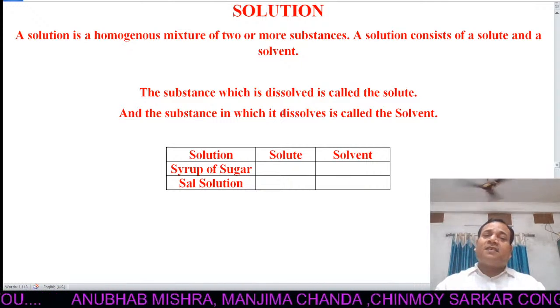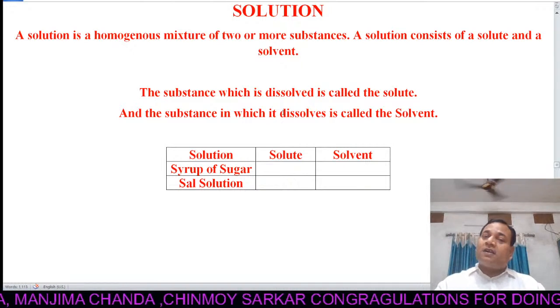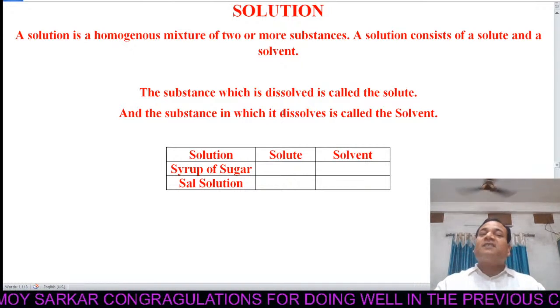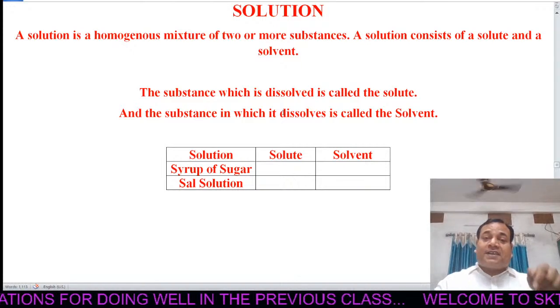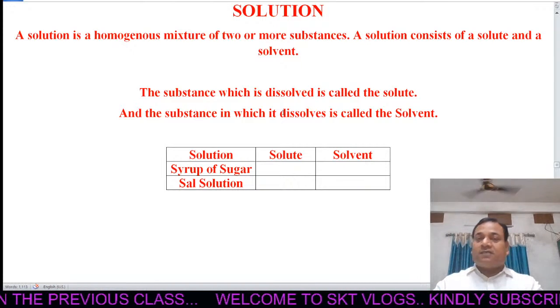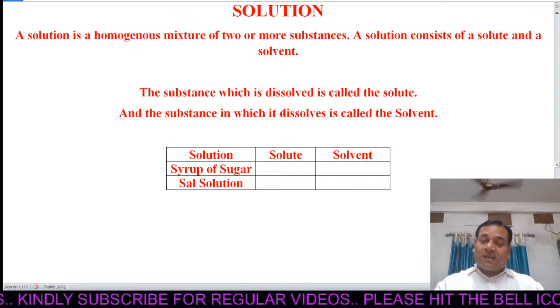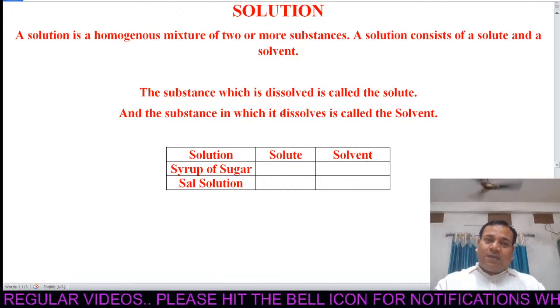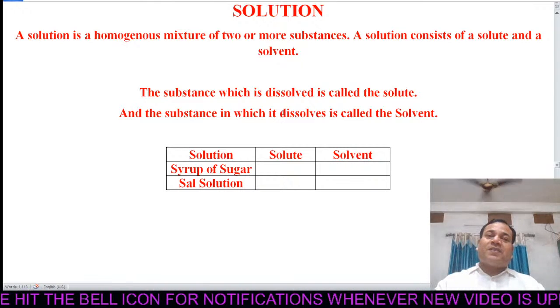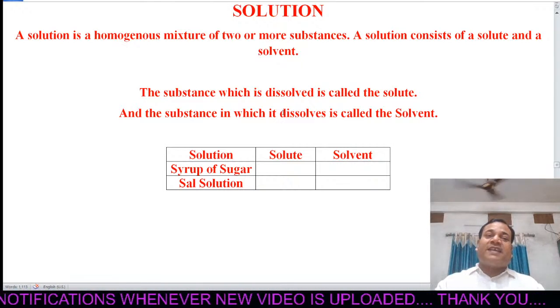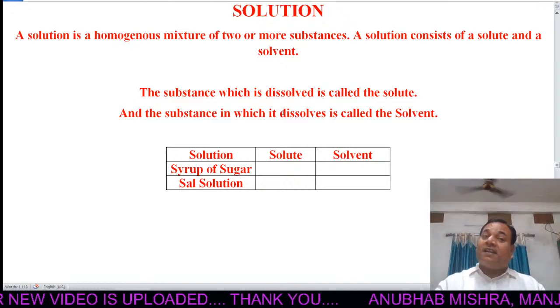So the substance which is dissolved is called the solute and the substance in which it dissolves is called the solvent. You can take the example of salt, common salt. You have some crystals of salt, common salt, which we call sodium chloride, NaCl.